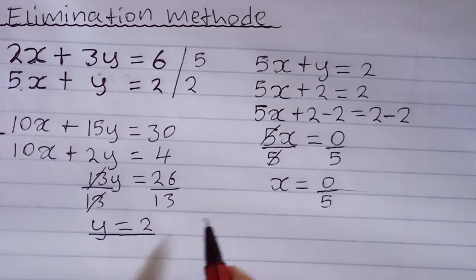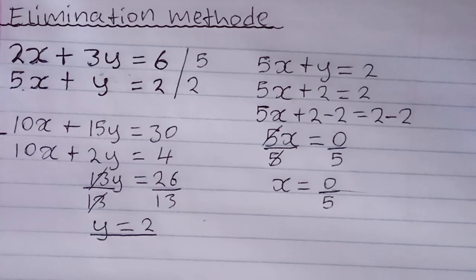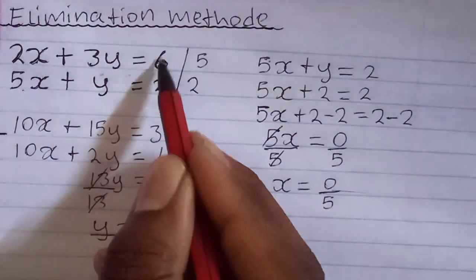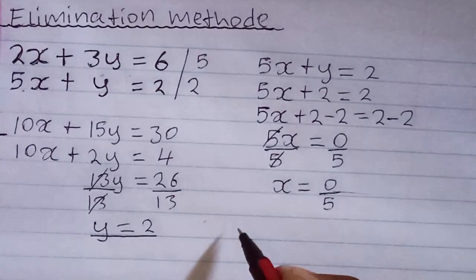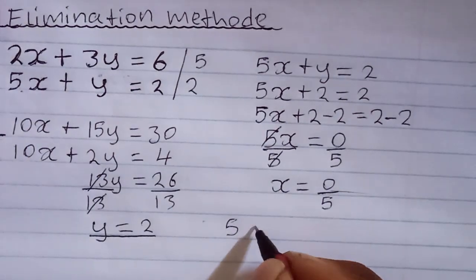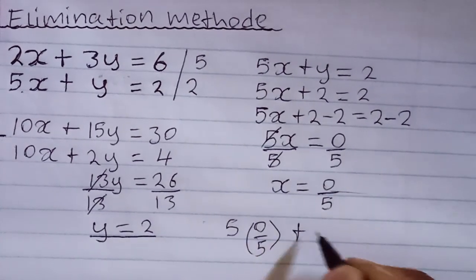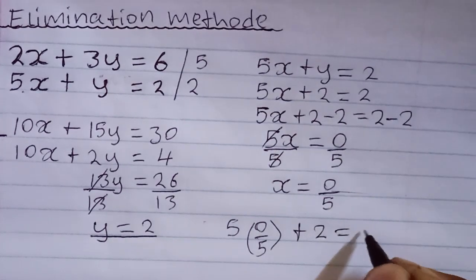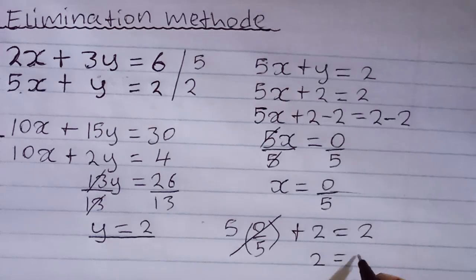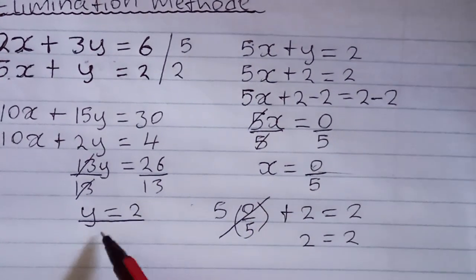If you want, you can plug these answers into these equations, and you are going to have the same numbers which are after the equal sign. For example, we can even pick this one. We have found that the value of x is 0, so 0 over 5, we put them in brackets, then plus 2 is equal to 2. Here we are going to have 0, so 2 will be equal to 2. We can now conclude that these answers are correct.